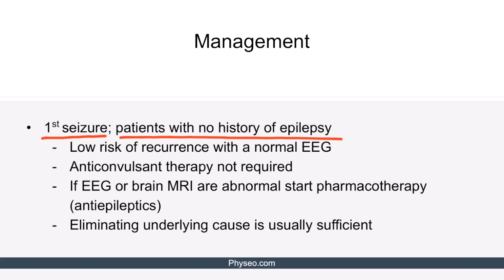Now, patients with a first-time seizure who have no known history of epilepsy actually have a low risk of a recurrence. It's as low as 15%, actually. That is, if they have a normal EEG by the time they're in your clinic. So in those cases, an anticonvulsant is not usually required. However, if the EEG or brain MRI are abnormal, then pharmacotherapy with antiepileptics can be started. Oftentimes with these first seizures, if you can identify an underlying cause and eliminate and treat that, then that's usually sufficient to prevent any recurrent seizures.